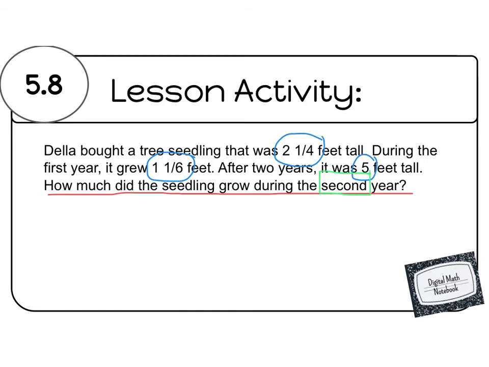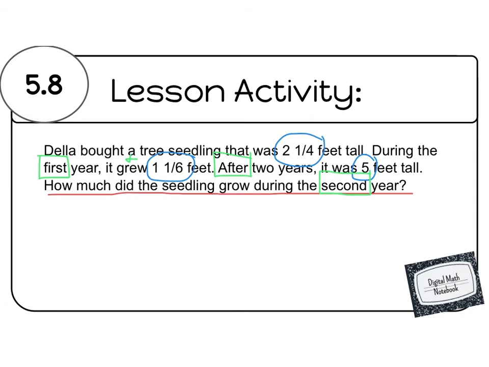So she bought a tree. It was 2 1/4 tall. During the first year, this is important, first year, it grew. Grew means that we're going to add because grow gets bigger, 1 1/6 feet. After 2 years, it was 5 feet tall. Okay, so after is another key word too.